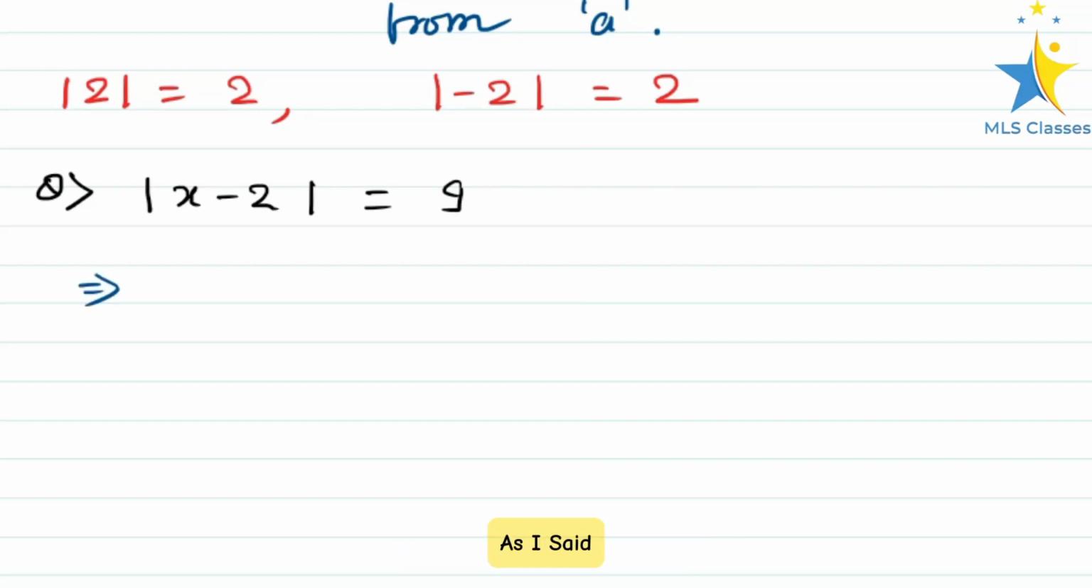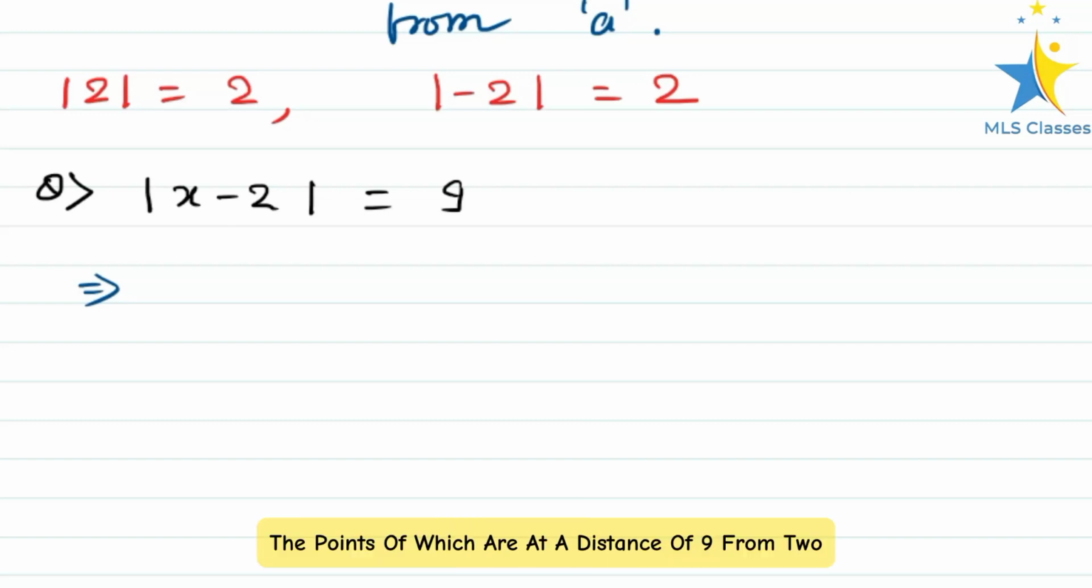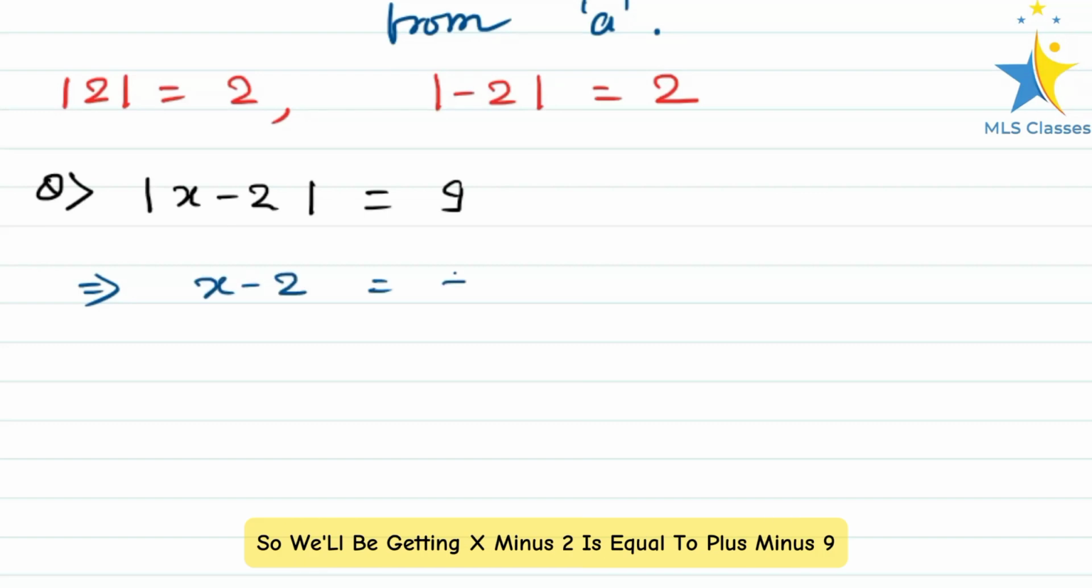See, as I said, absolute value always gives positive numbers, and it means the distance. Here it's written x minus 2, that means the points which are at a distance of 9 from 2. So it can be 2 points, either on the left side or on the right side. That's why we'll remove the absolute value symbol with positive and negative signs both. So we will get x minus 2 is equal to plus minus 9.